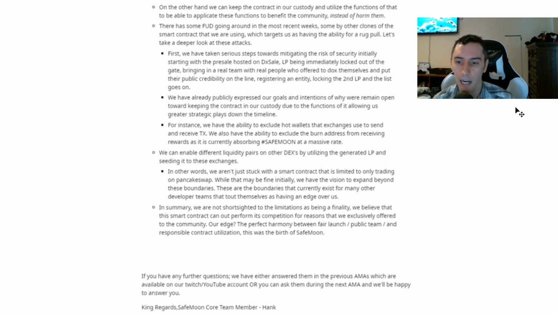In summary, we are not short-sighted to the limitations as being a finality. We believe that this smart contract can outperform its competition for reasons that we exclusively offer to the community. Our edge: the perfect harmony between fair launch, public team, and responsible contract utilization. This was the birth of SafeMoon.